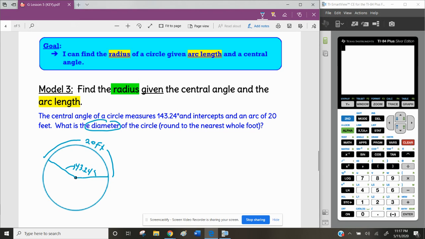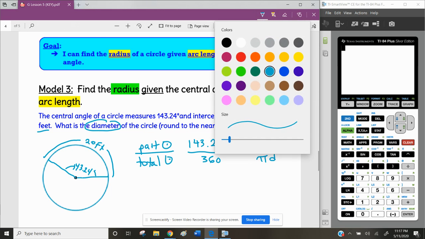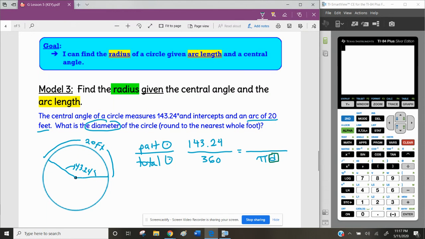So since this is arc length, right? Feet is length. We know we're talking about circumference and not area. So we're going to do part of the circle compared to the total circle. And in terms of degrees, we have 143.24 is the part of the circumference and the central angle. And then 360 is the total number of degrees. So since we're solving for diameter, I'm going to use the circumference formula pi times d. And d, or diameter, is what we are looking for to get by itself.